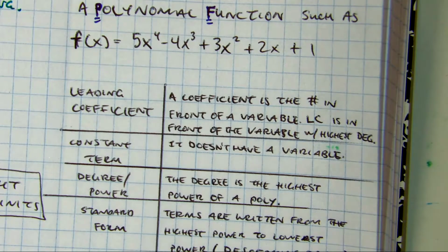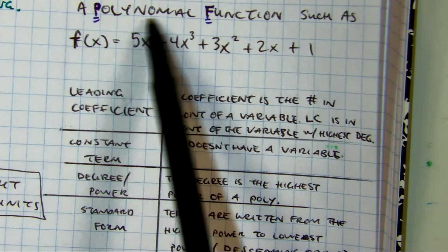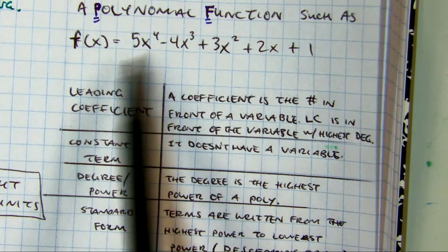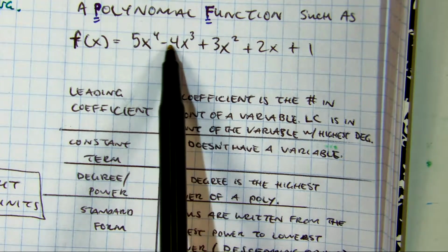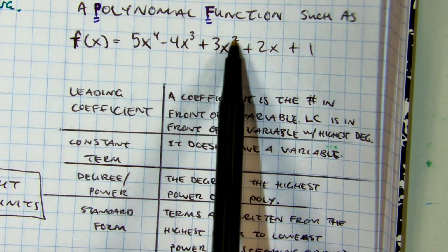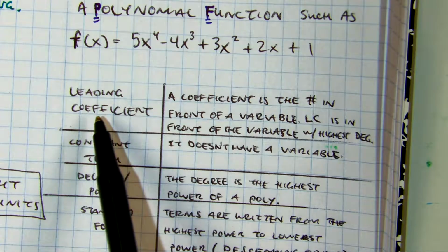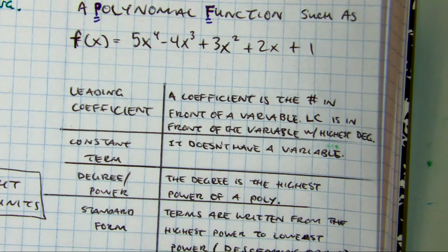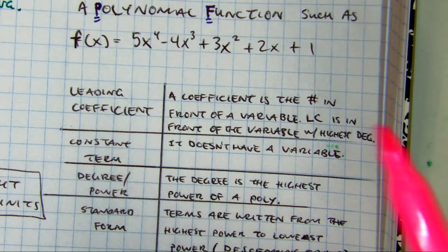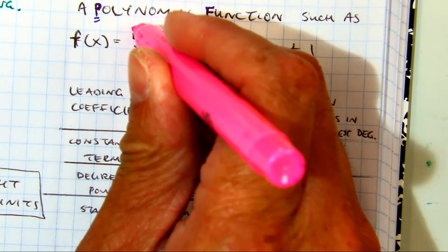A polynomial function such as f of x equals 5x to the fourth minus 4x to the third plus 3x squared plus 2x plus 1. The leading coefficient. What number is the leading coefficient, class? 5. So there's my highlighters.